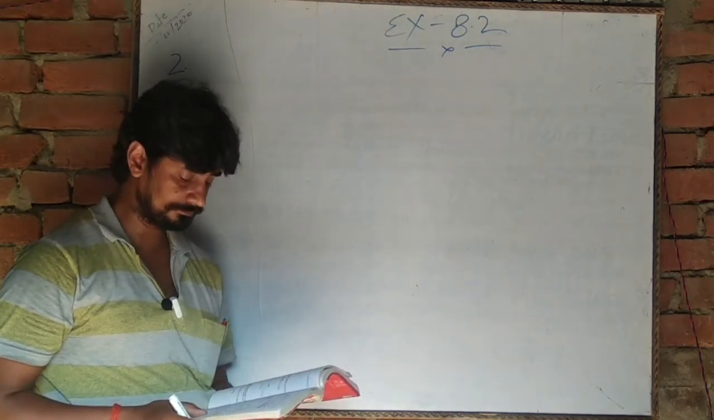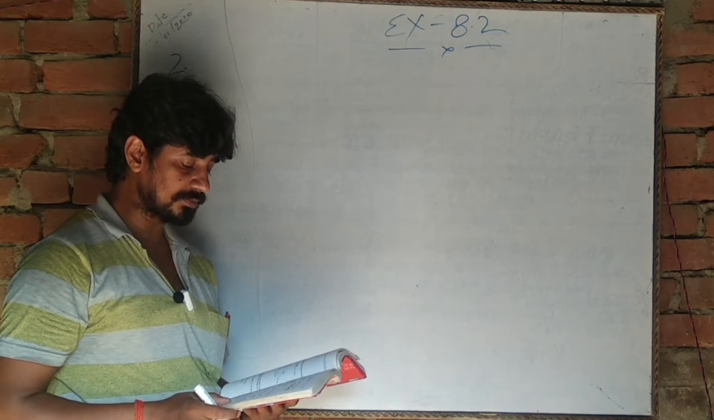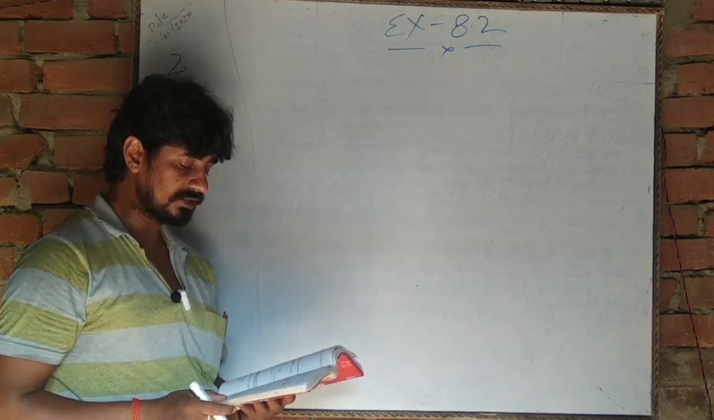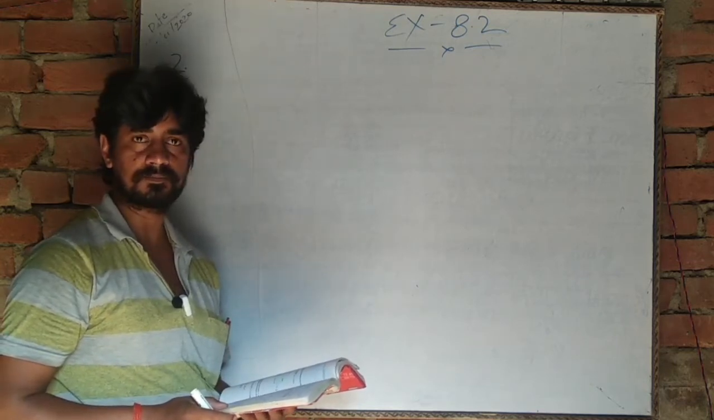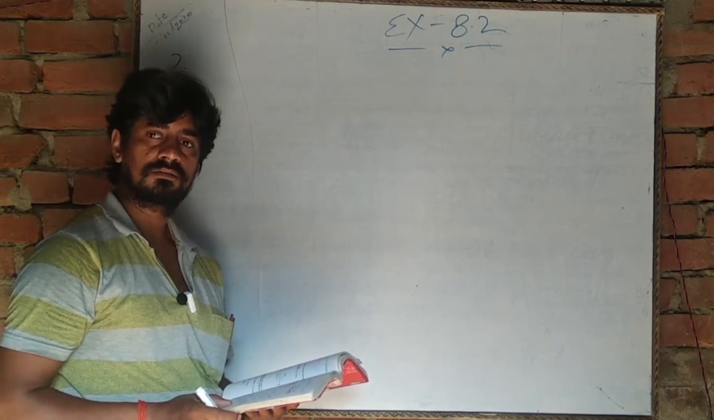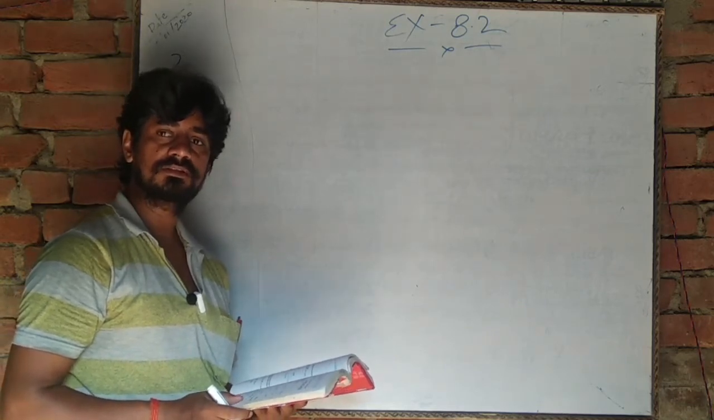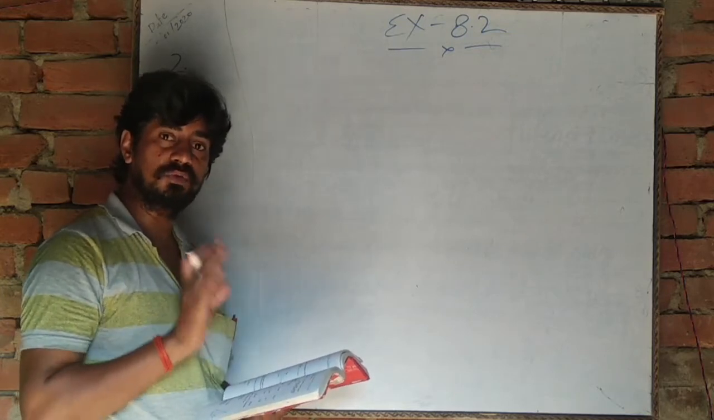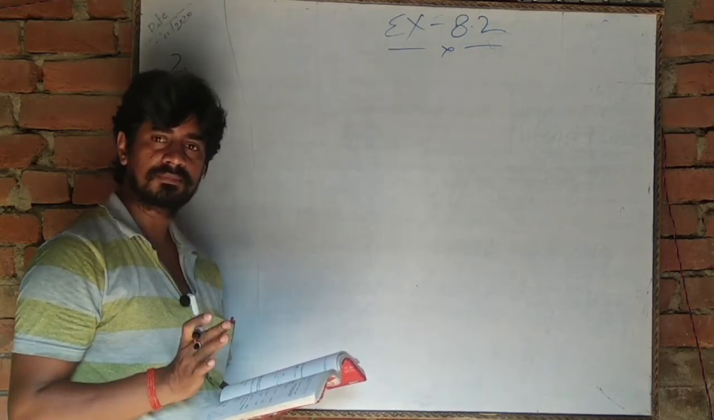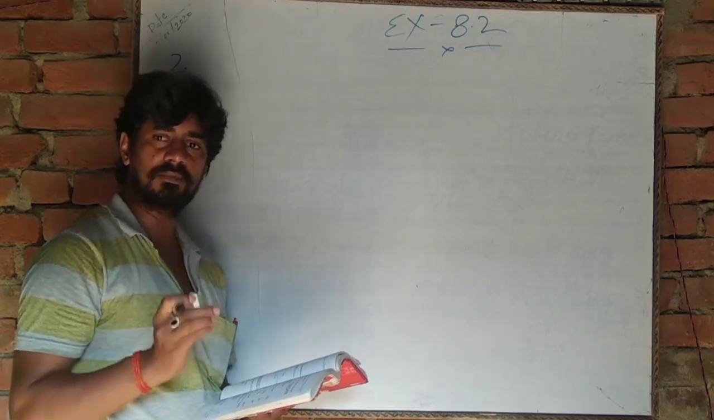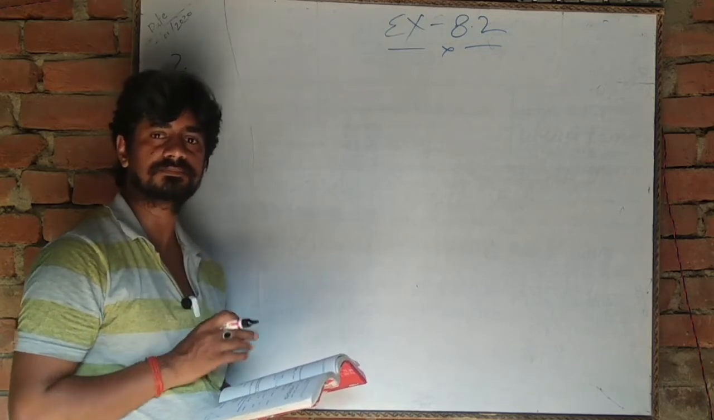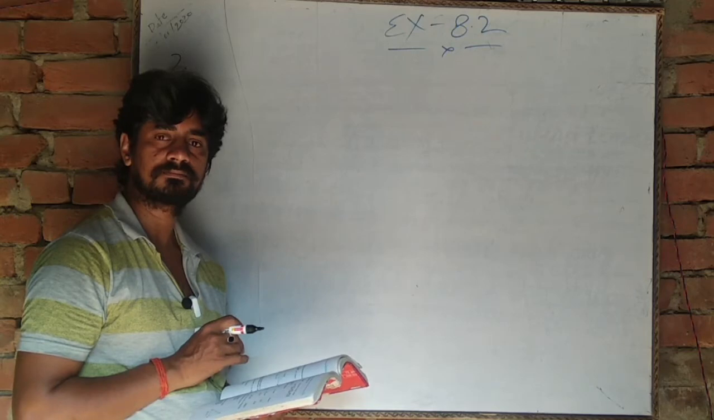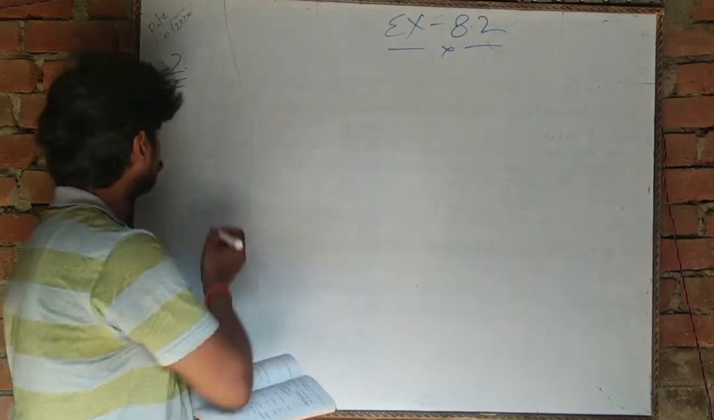Given that, choose the correct option and justify your choice. It means firstly you will justify, and when you justify, at that time you are able to choose the correct option. First question.